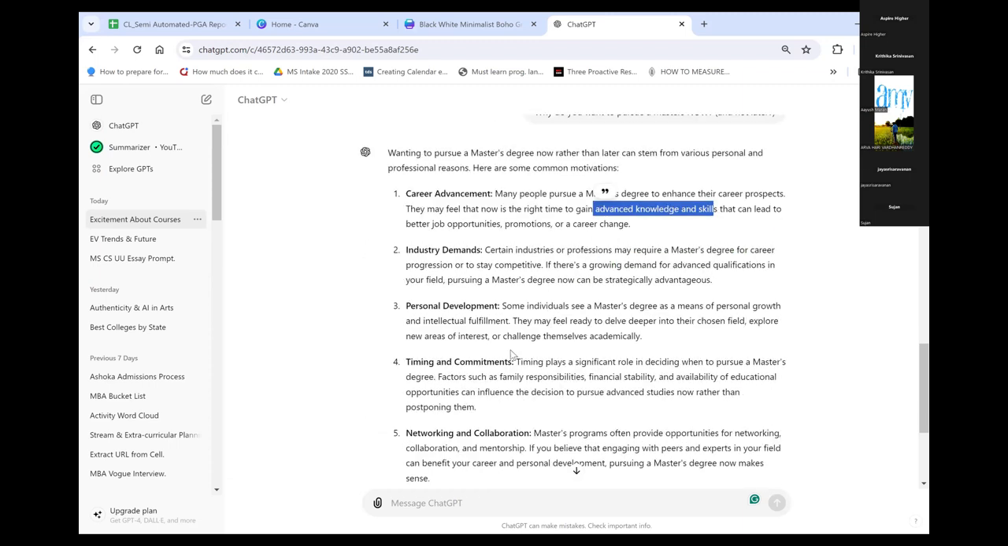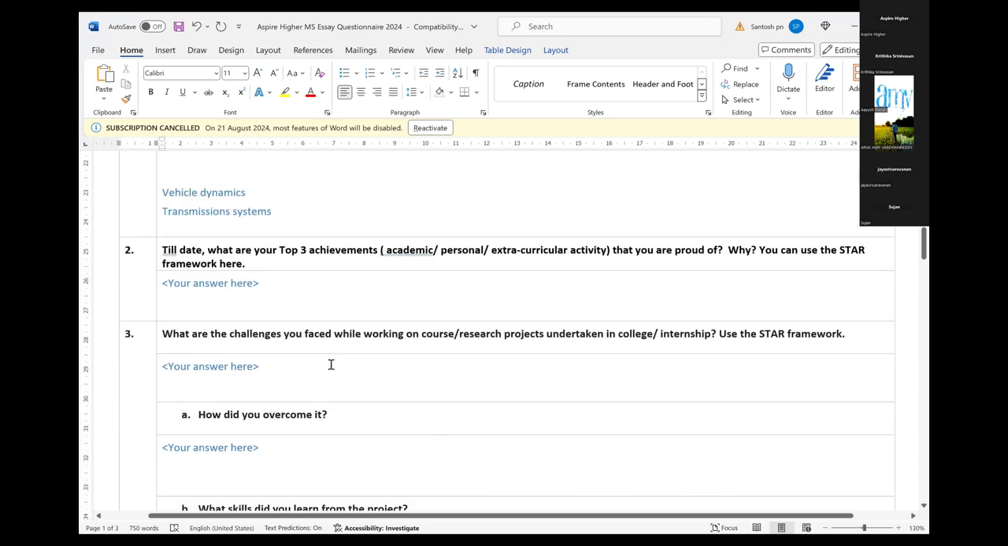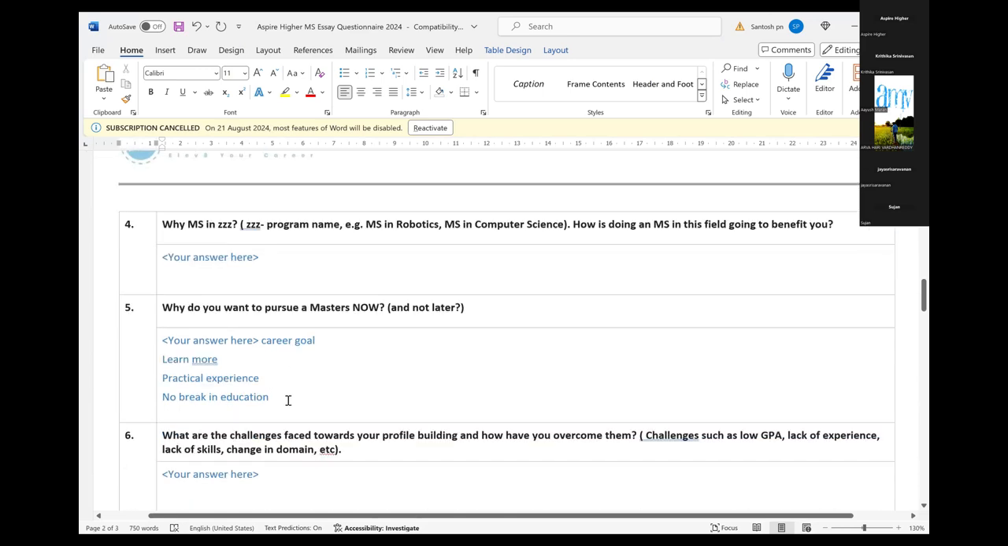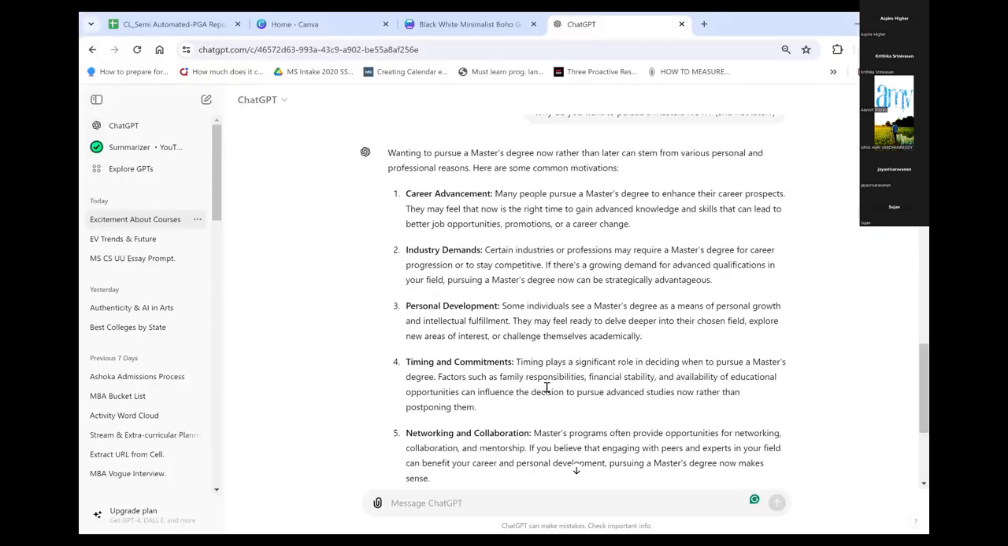Then we can talk about personal development. What did you miss out on in undergrad? So I'm going back to this question. Where did it go? Sorry. Yeah, this question is right here. I can say that I felt my undergrad experience was lacking in these areas and I want to benefit from that. So that can be the personal development angle, which you can talk about right here.